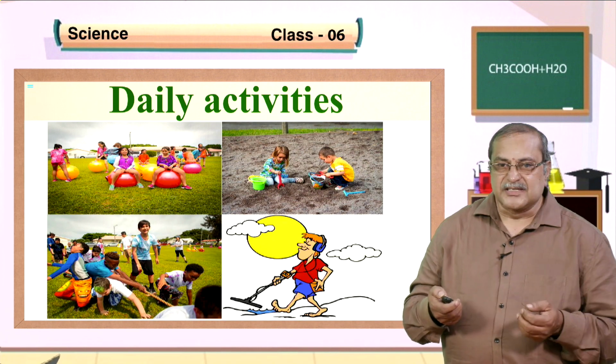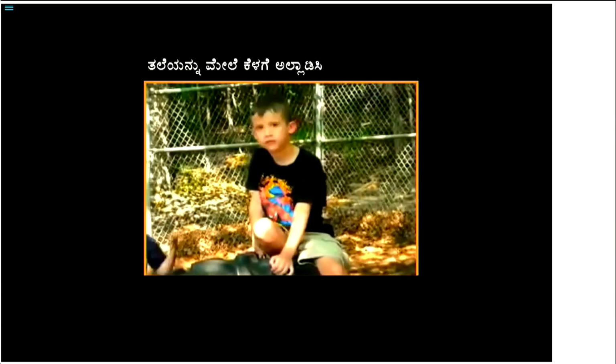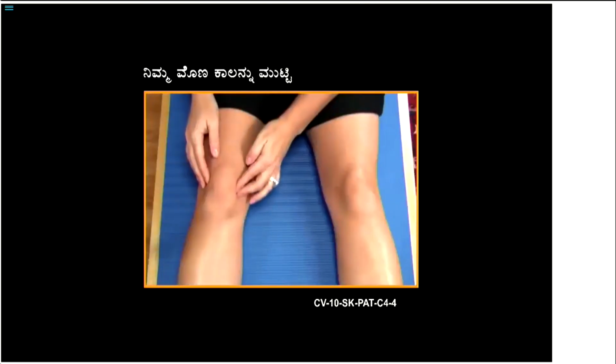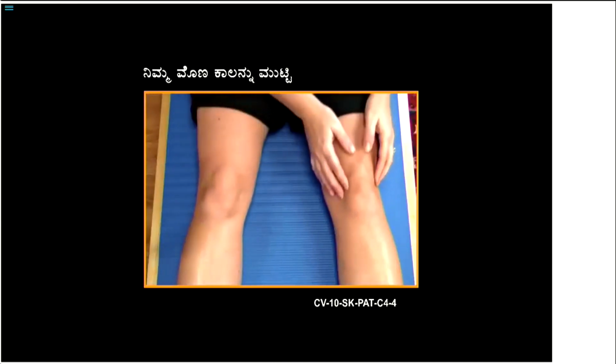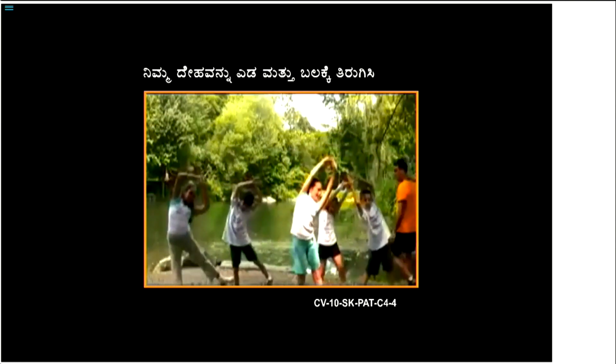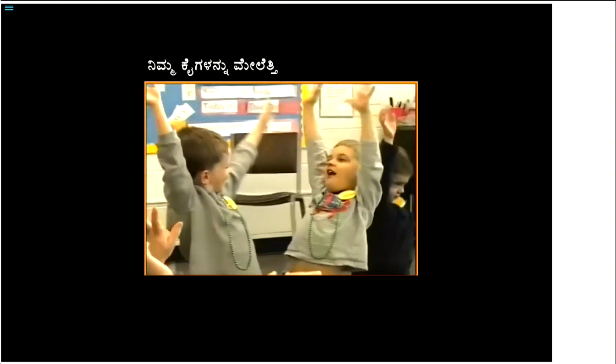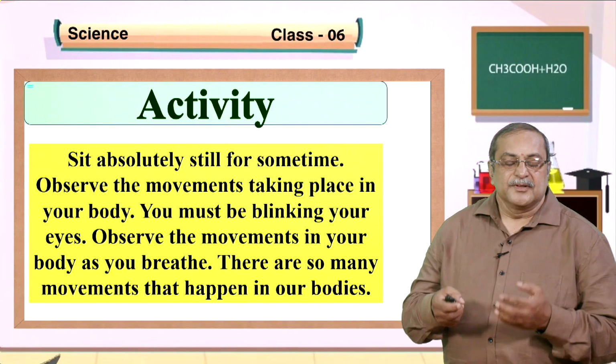Let us see one more activity. See how they are moving. They are lifting their hands and nodding their heads. At the knee joint, he is touching and checking why the patella is moving like this, why it is there. We can also touch and see. Now you see that they are bending front and sidewise. They are playing happily. So you have seen this activity.